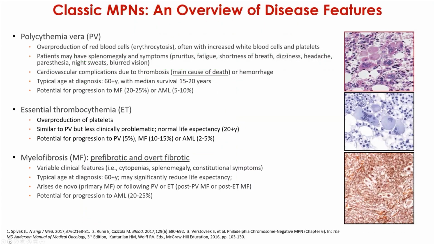And we're going to start with the classic Philadelphia chromosome negative MPNs. These are PV, ET, and MF. I'm going to use these abbreviations. And just a short overview, just to make sure that we are all on the same page, starting with polycythemia vera.